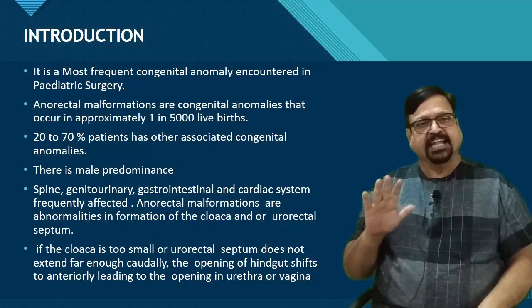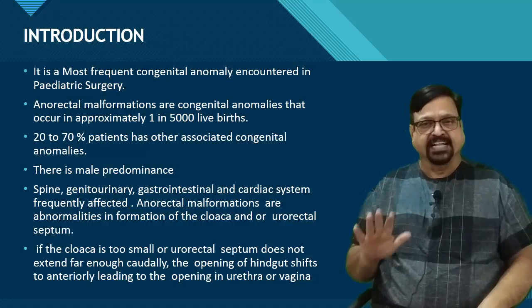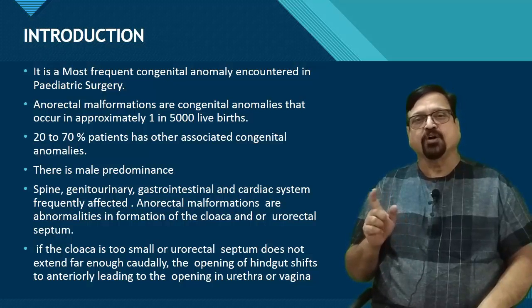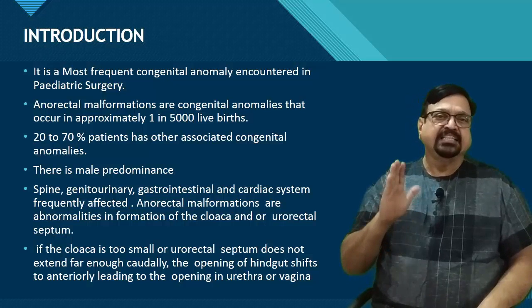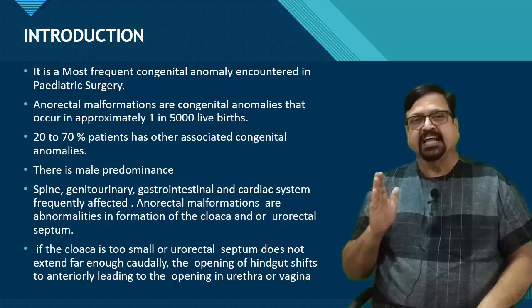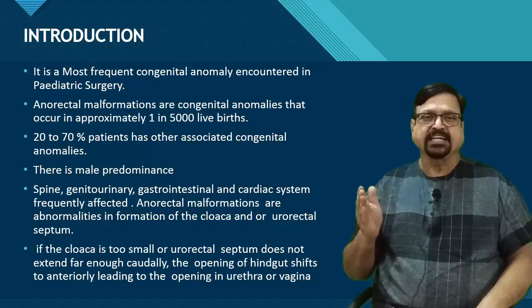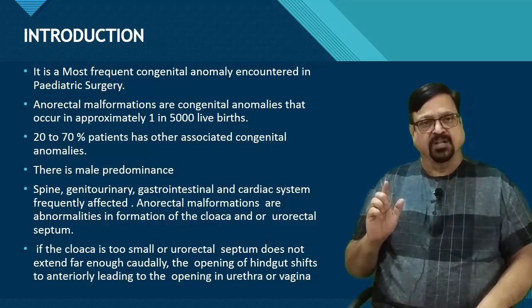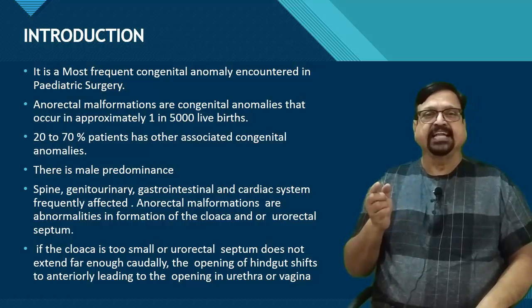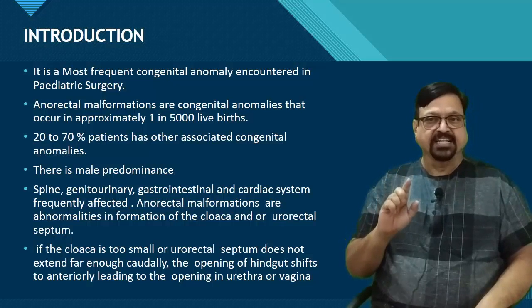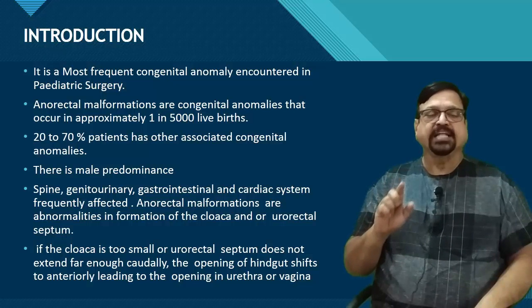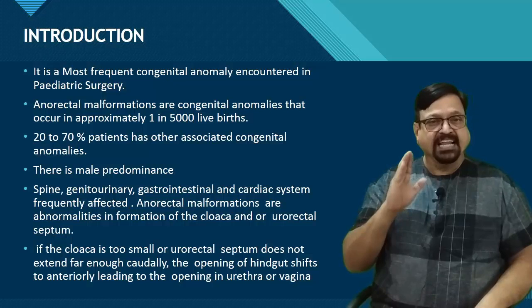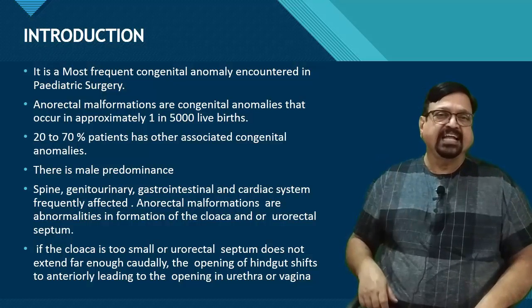This we have seen as VACTERL anomaly in some other lecture also, in full detail. Anorectal malformations are abnormalities in formation of the cloaca and/or anorectal septum. The detailed embryological basis of this we are going to see in subsequent slides. If the cloaca is too small, or the urorectal septum does not extend far enough caudally, these are the two conditions, then the opening of the hindgut shifts anteriorly, leading to an opening into the urethra or vagina. Again, the clinical application of this we are going to see in subsequent slides.